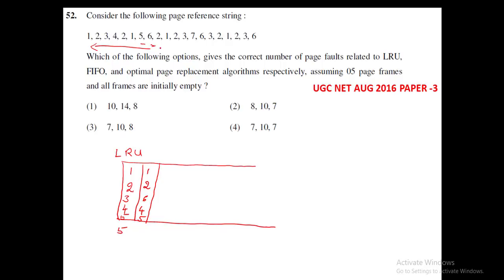After that CPU referred the page number 2, 2 is there, so no page fault will occur. CPU referred the page 1, already there, no page fault will occur. 2, no page fault will occur. 3, for the 3 the page fault will occur.